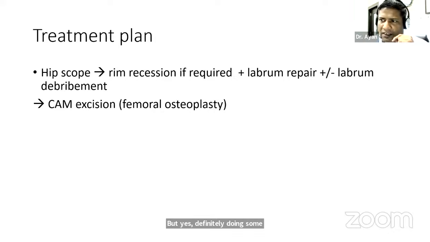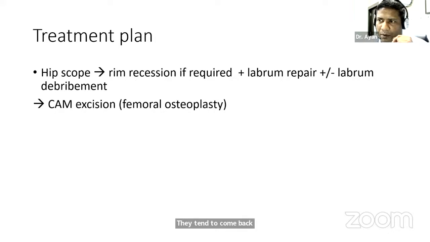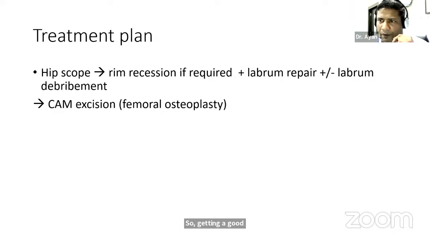In most of the cases that I've been doing here, they tend to come with a lot of degeneration. These are ignored and missed cases who have had this problem for a long time. So getting a good labrum to repair has always been a problem here. Labral debridement was also on the agenda, and then the plan was to do a cam excision, femoral osteoplasty.